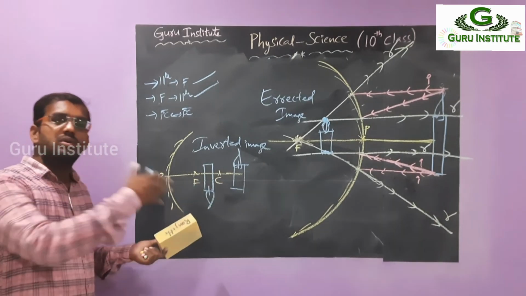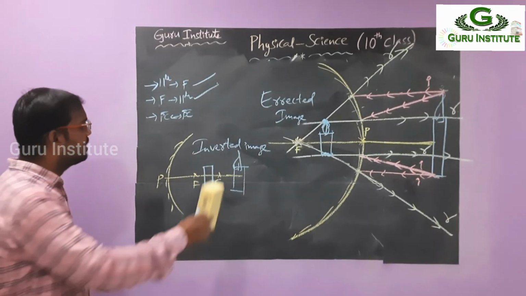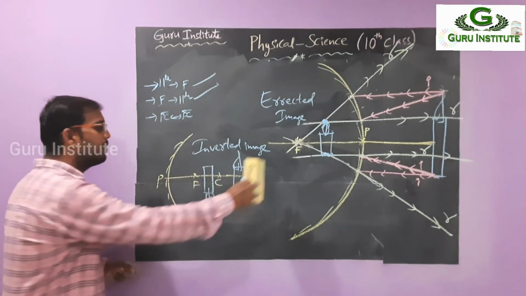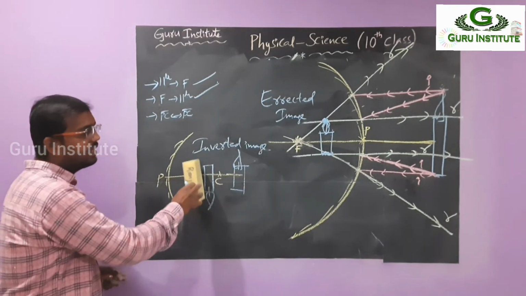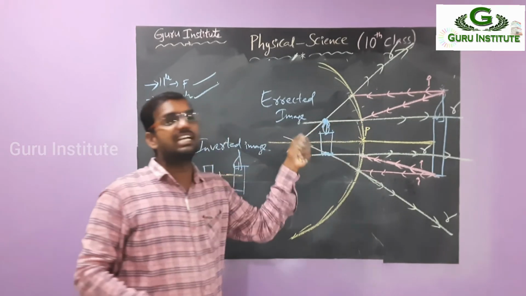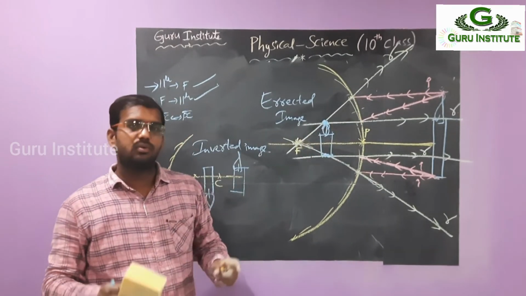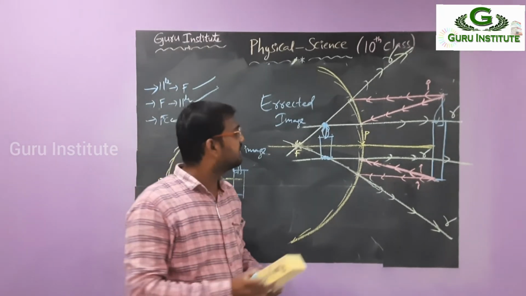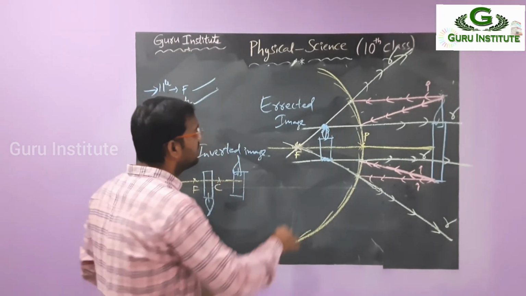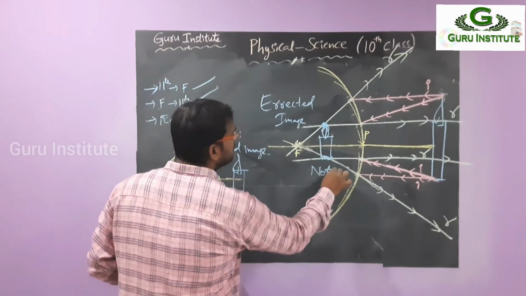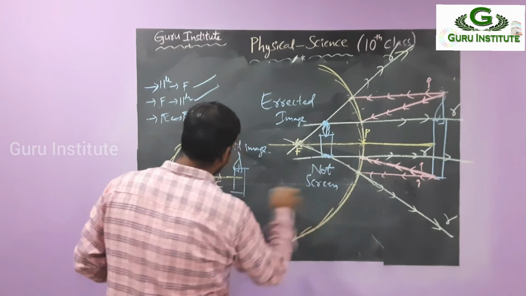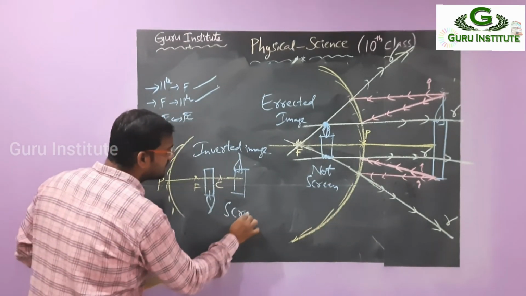I want to keep it on the screen. If I keep it like this, it will form on this one. Why? Because it is always in front. I am able to keep the image like this. But in the case of this one, the image is formed inside the mirror. Are you able to keep the screen inside the mirror? It is not possible. So that's why it is not projected on the screen.